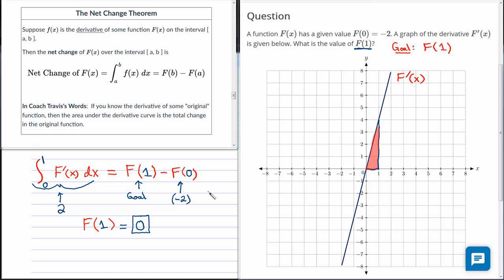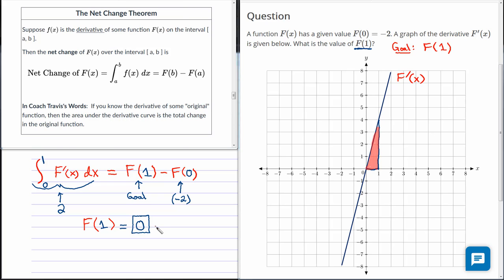But I want to wrap up by seeing if we could have figured out this answer another way. What the net change theorem says is that the net change in the function is the area under the derivative. If I look at this, I see that the area under the derivative is 2. So that must mean that the net change of the function from f of 0 to f of 1 is 2. The function started at -2, and if it needs to change by 2 in the positive direction, then you're going to wind up at 0.